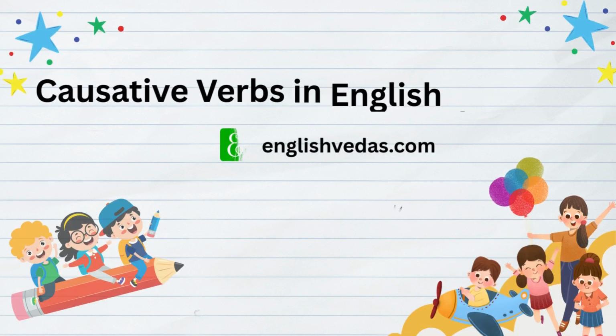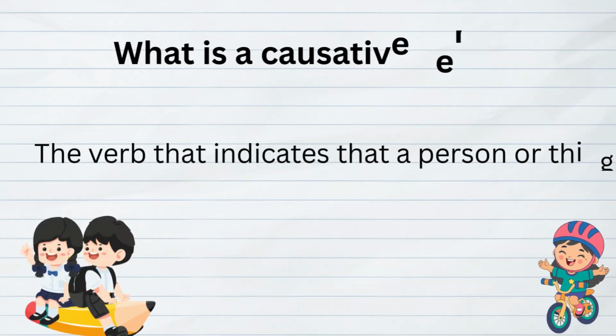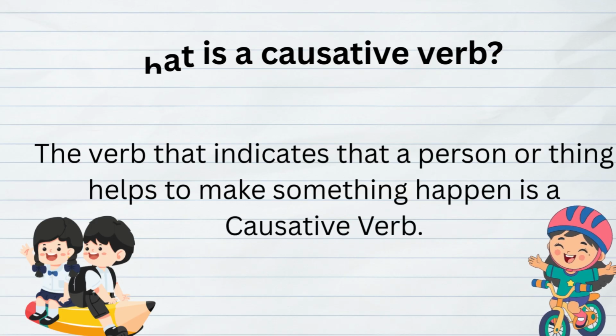Have you ever wondered how to say someone else did the work for you in English? In this video, you will learn what causative verbs are and how to use them correctly. What is a causative verb? The verb that indicates that a person or thing helps to make something happen is a causative verb.